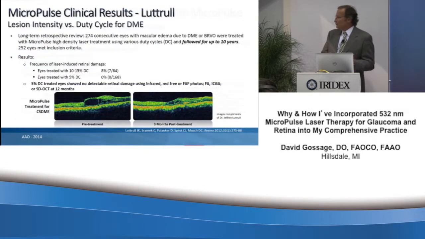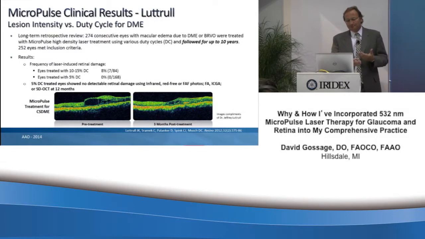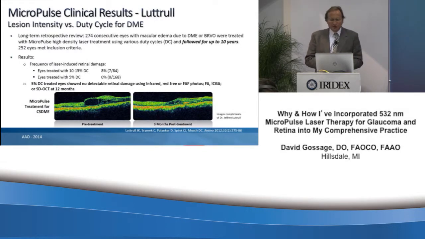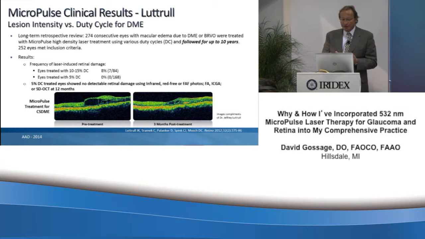And then once again with Luttrell's study, which was extremely important, the 5% duty cycle on these treated eyes caused no retinal damage, and you can see that by looking at autofluorescence, whether you're doing an ICG, fluorescein, or OCT. You're not going to see any thermal effects or thermal damage. And these patients were followed up, like I said, up to 10 years out.